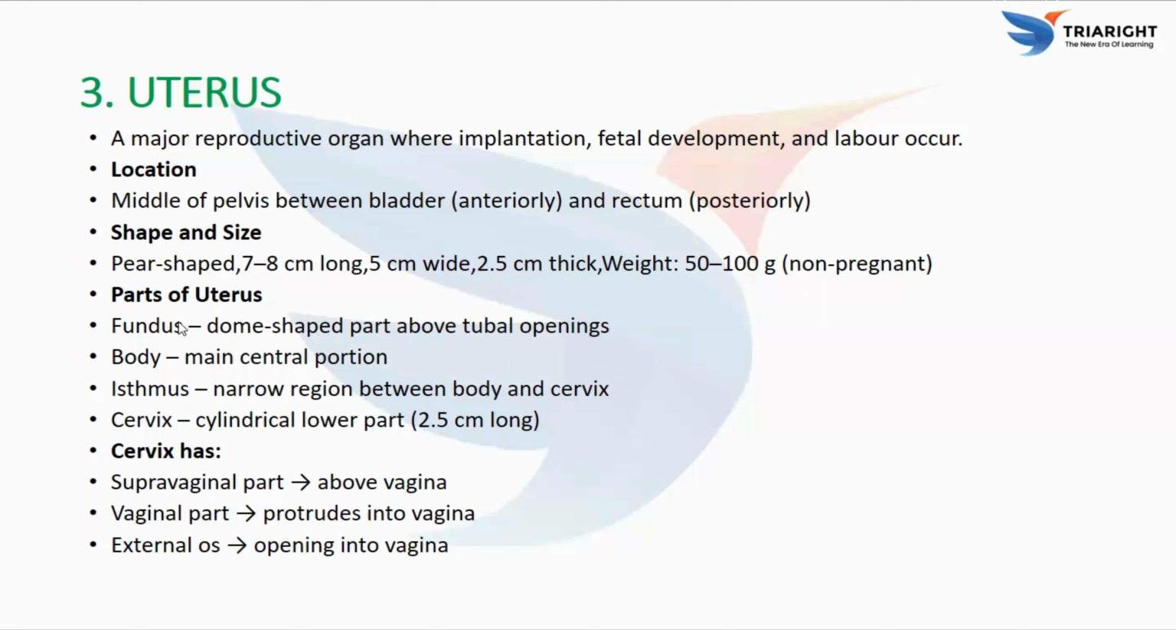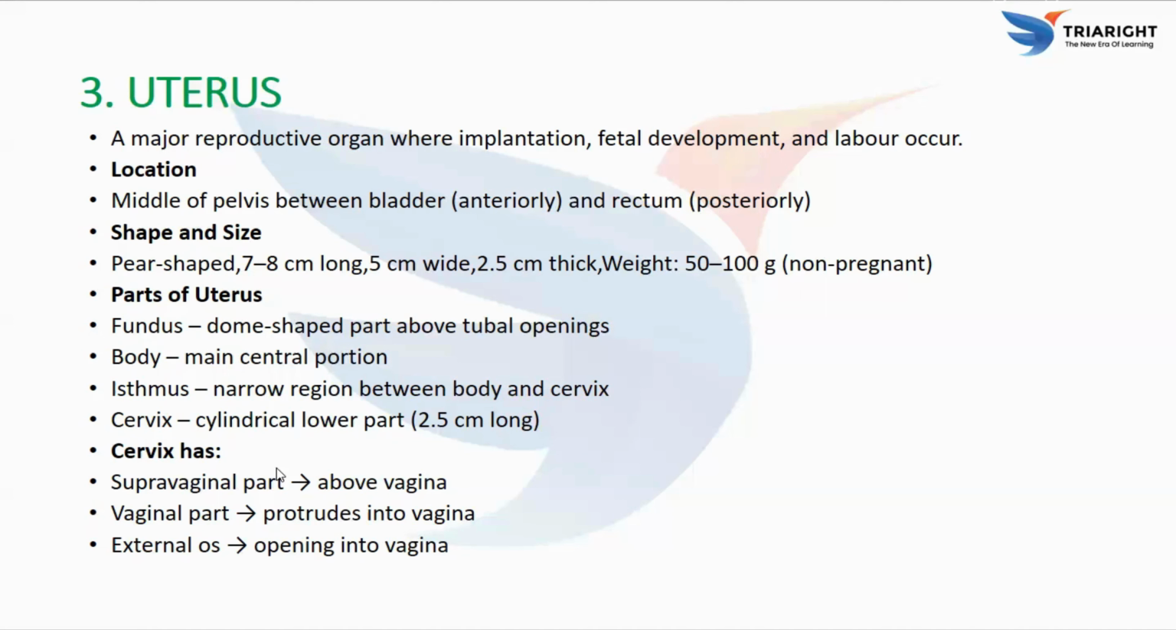So what is fundus? It is a topmost rounded dome-shaped part. This is located above the openings of the uterine tubes. So doctors feel the fundal height during pregnancy to check the fetal growth. What is body? It is the main central part of the uterus. It is the largest portion. This is where the endometrium or the inner lining thickens every month. If pregnancy occurs, the embryo implants within the body of the uterus.